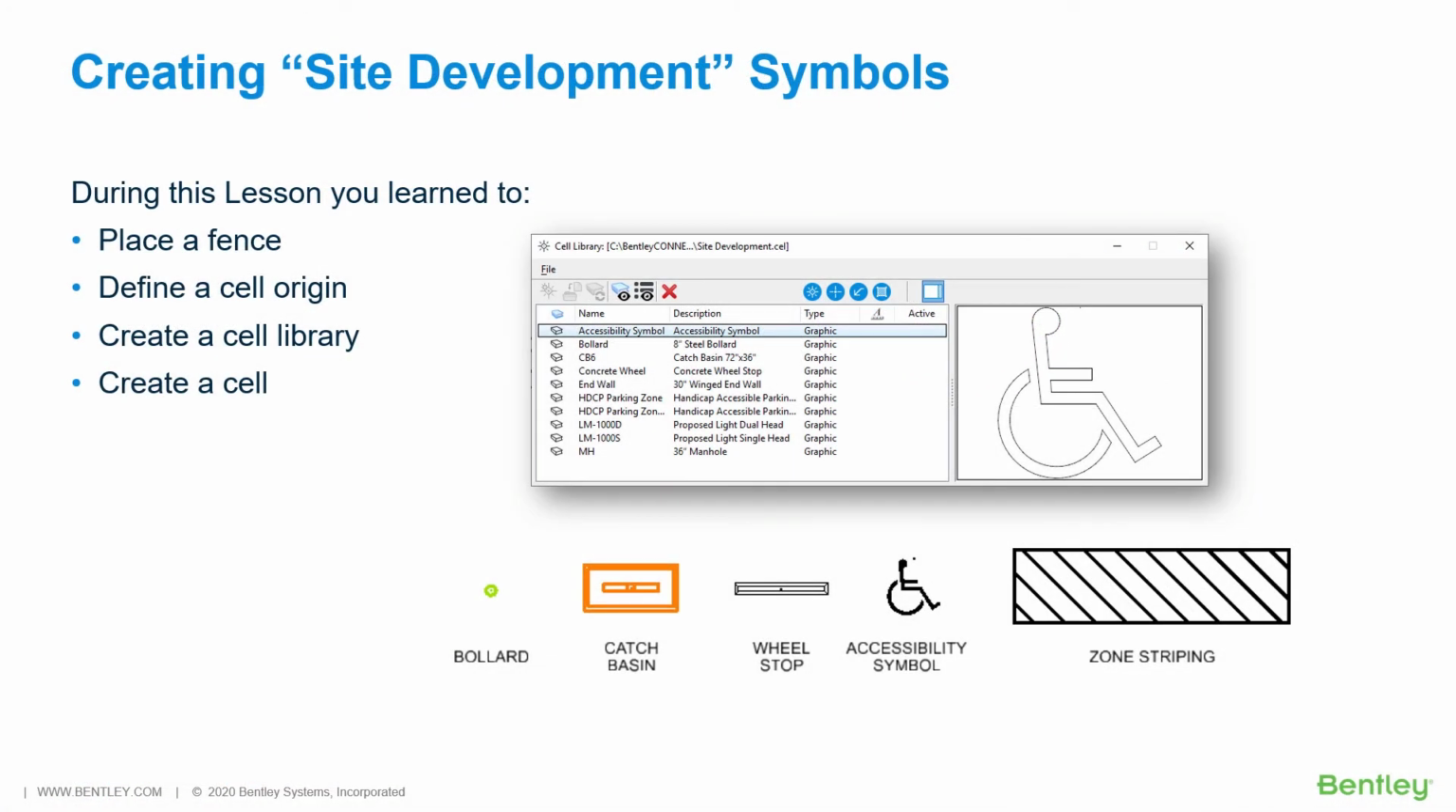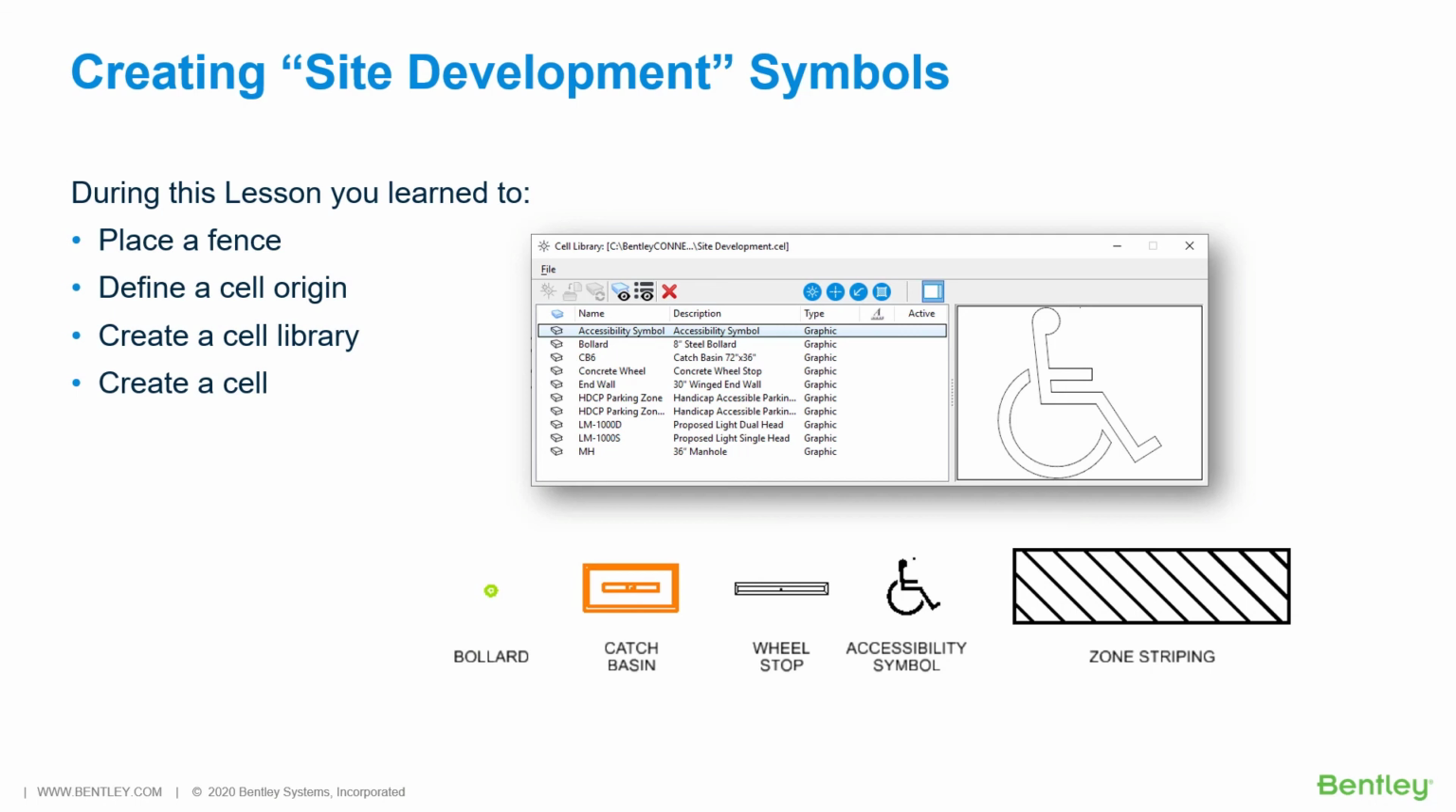During this lesson, you learned how to create a cell. As a part of this process, a new cell library was created to house the cells created in this lesson. Cells for the site development project were then added to the new library. The process of creating a cell involved placing a fence to define the geometry that was to make up the cell. A cell origin was identified to provide the insertion point for when a cell is placed in a design.